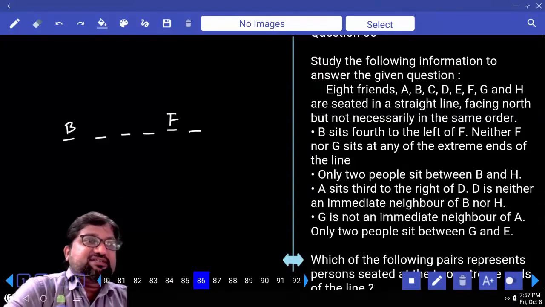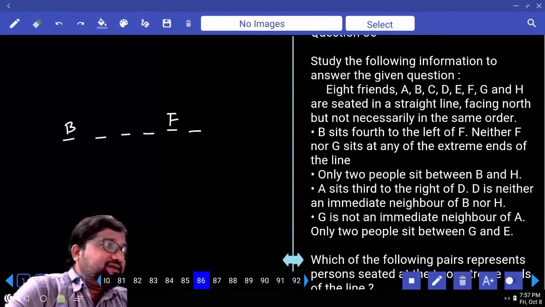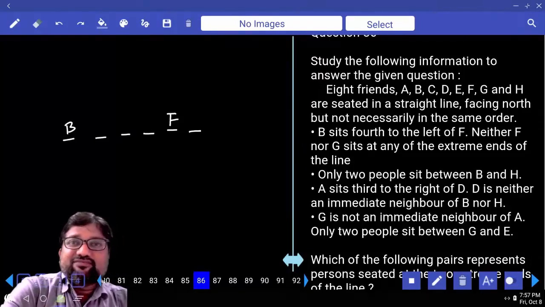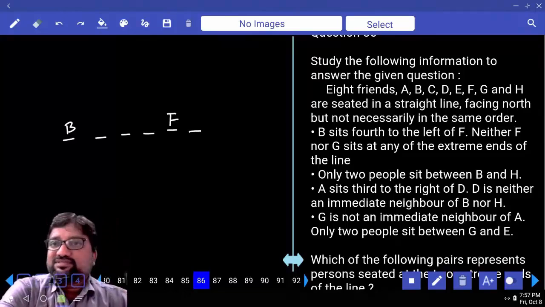If I go to the left-hand side, 2 people and then H, how many places will I cover? 3 extra places. But here we have the possibility for only 2 places.